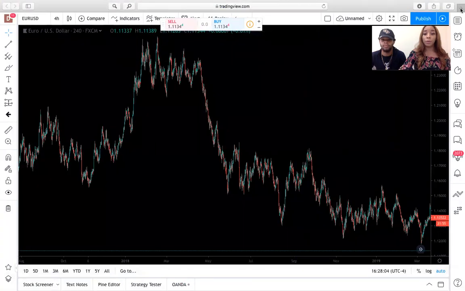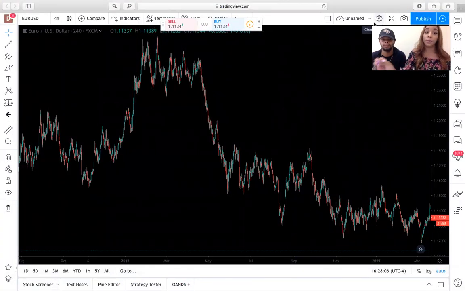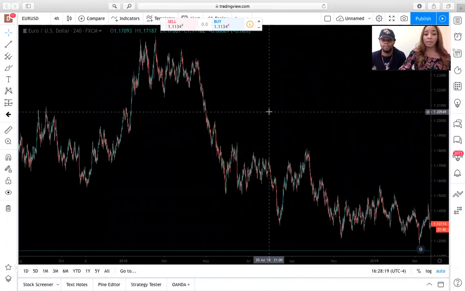So for those who don't know, we are on tradingview.com. This is just a website that we use to analyze the charts on our computers. There's also an app that you can use to analyze on your phone, but nonetheless, you still have to enter your trades on your MetaTrader 4 app. This is just for analysis purposes only.